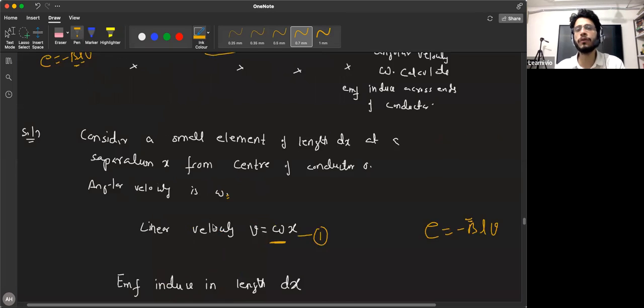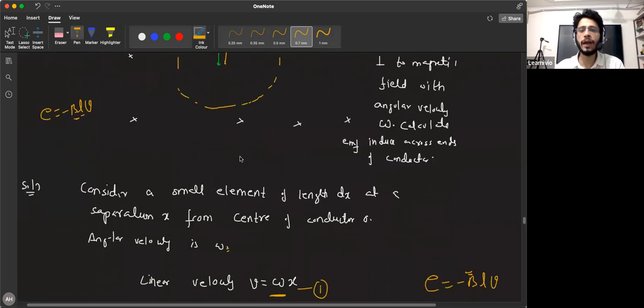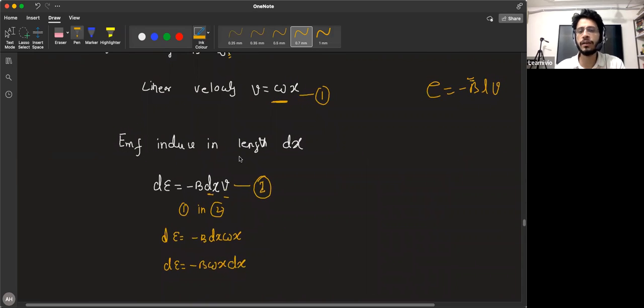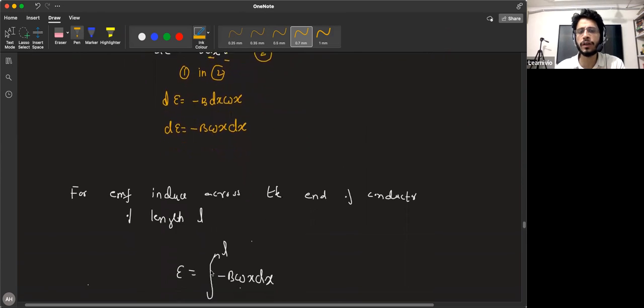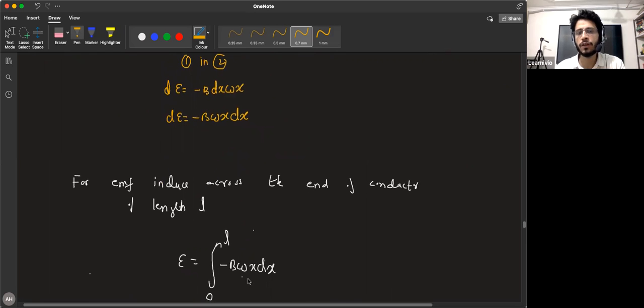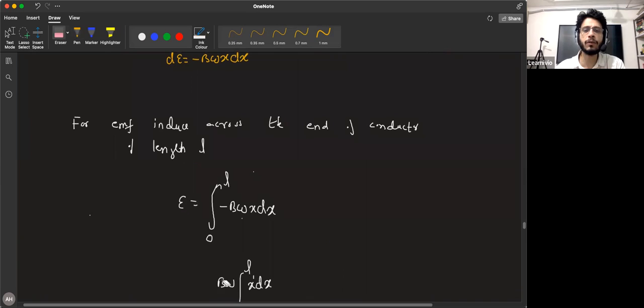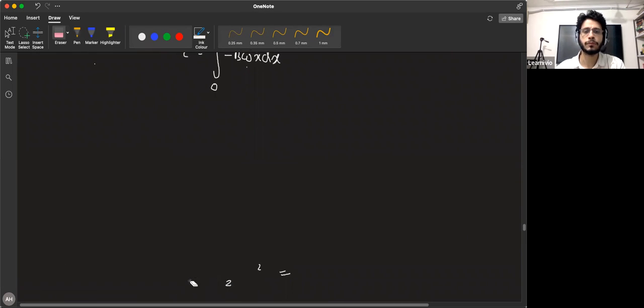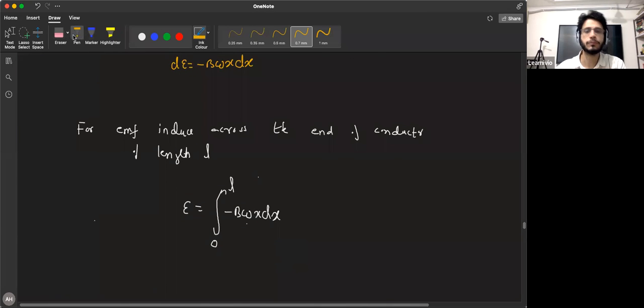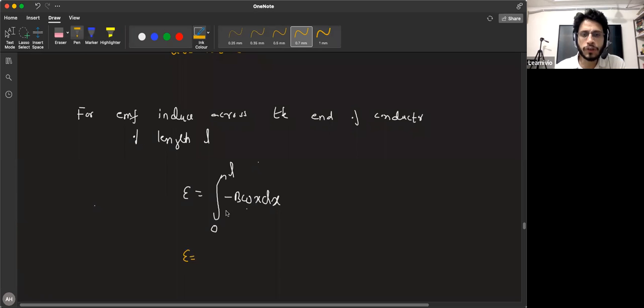This is the EMF induced in this small element dx only. For the entire conductor of length L, we will integrate it from 0 to L. So I just integrate the whole expression from 0 to L. When we integrate it, what do we get? What are the constant terms here? B and omega are constants. Take these constants out. You have x, and when you integrate x, it is x square by 2. The limit is 0 to L.